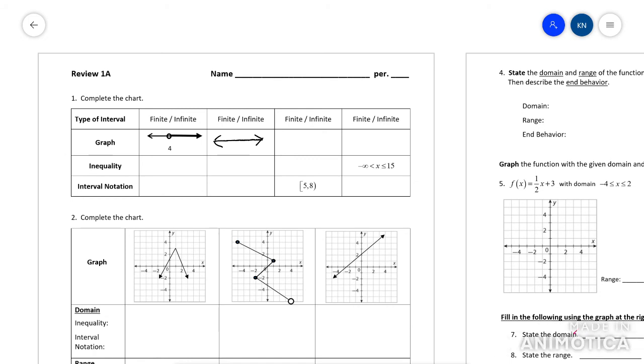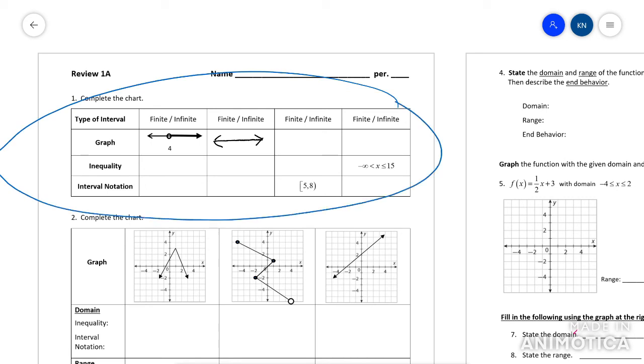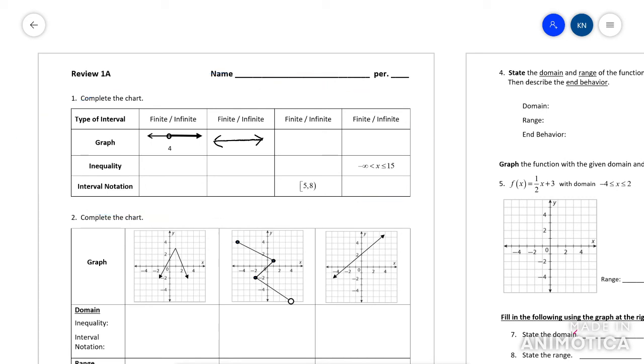Okay, this video is going to go over the test review, so let's go ahead and get started. This first part here, they want you to represent an interval either as an inequality or in interval notation.